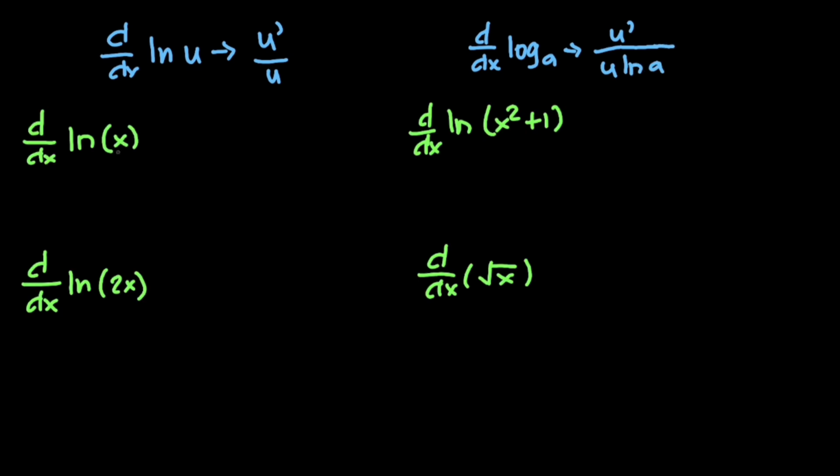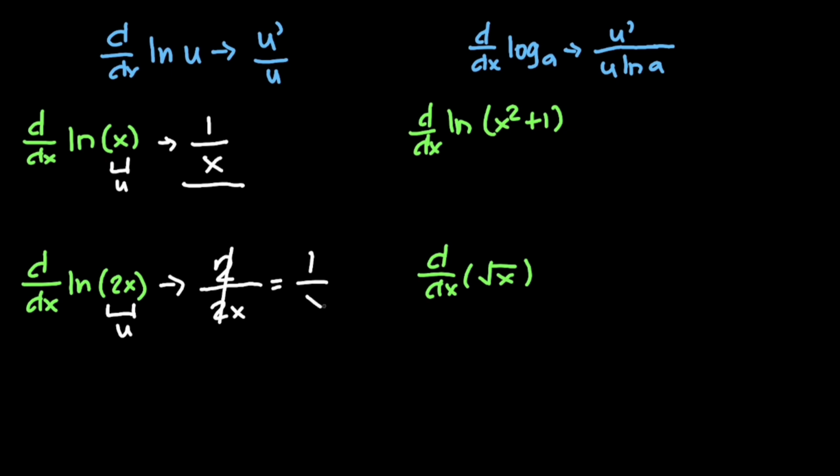Let's try these examples. Derivative of ln of x. Based on this formula, x here will be u. Now, derivative of x will be 1 and u here will be x. Derivative of ln of 2x. First, take the derivative of 2x, which is 2, over u here, which is 2x. Cancel these two together. Final answer will be 1 over x.